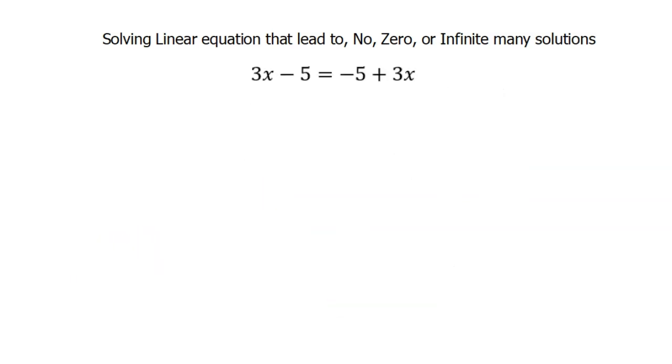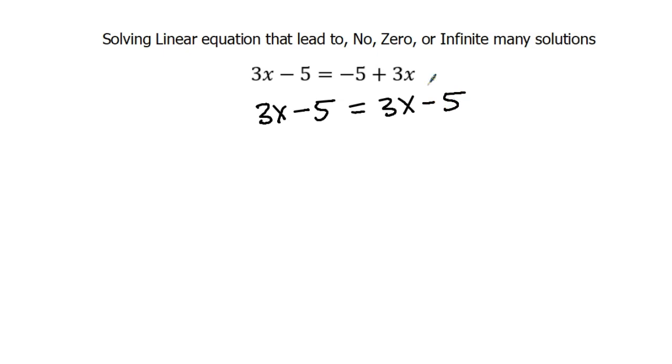Let's do the last one here. You can also pause and see if you can make this one happen. Make me proud. Let's go ahead and rearrange this. So we got 3x minus 5. Try to bring the variable here first and then minus 5.